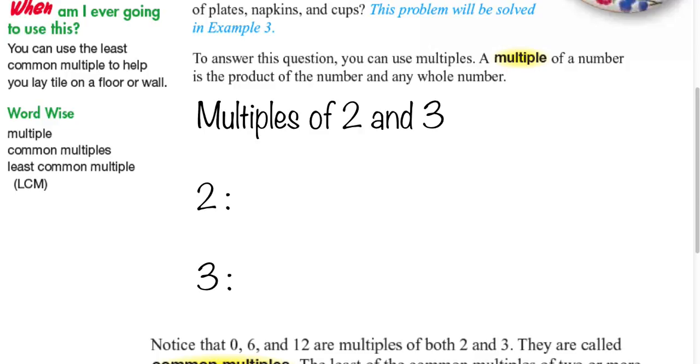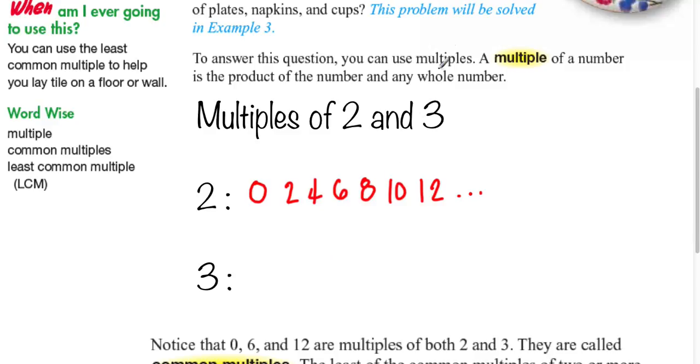If you want to find the multiples of 2, we need to multiply 2 by any whole number, and let's do it in order. 0 is the first whole number, so 2 times 0 gives me 0. So 0 is the first multiple of 2, and that will be the first multiple of any number. 2 times 1 is 2, 2 times 2 is 4, 2 times 3 is 6, 2 times 4 is 8, 2 times 5 is 10, 2 times 6 is 12, and so on. So the multiples of 2 are 0, 2, 4, 6, 8, 10, 12, and so on.